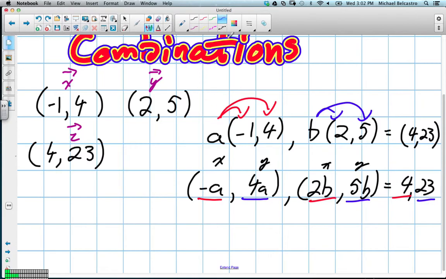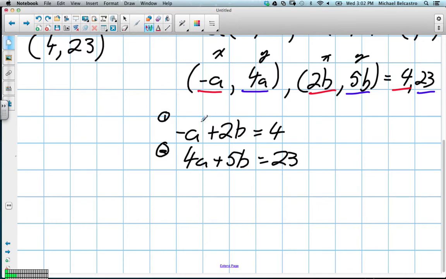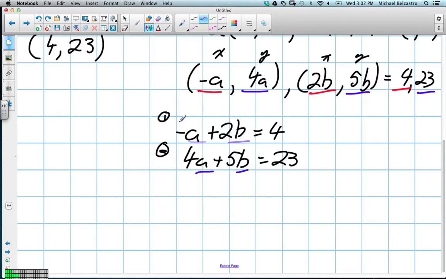So what we're going to do is build equations out of them. We're going to have negative A plus 2B is equal to 4. That'll be our first equation. And we're going to have 4A plus 5B is equal to 23. Now we're going to use substitution or elimination, whatever you're more comfortable with, to solve for our scalar multiples A and B. I think substitution will be easiest.